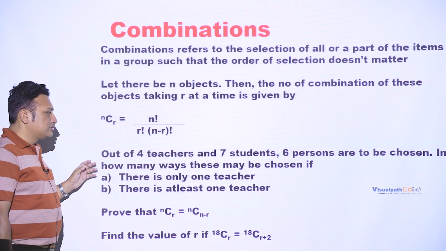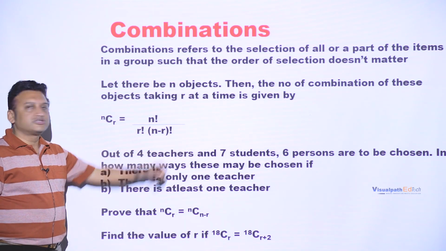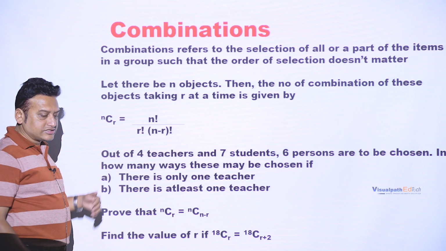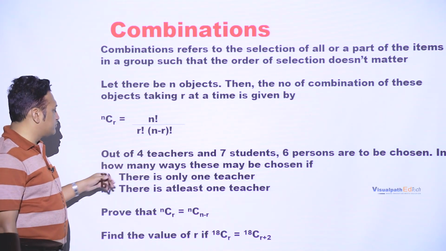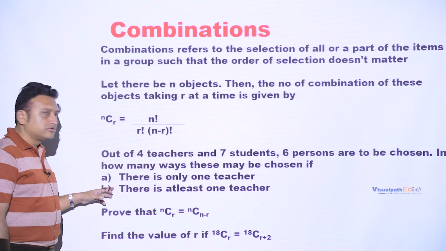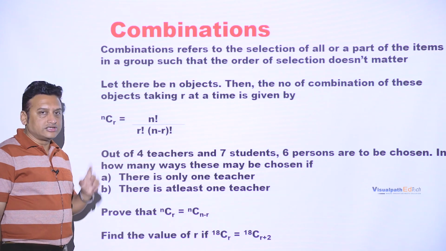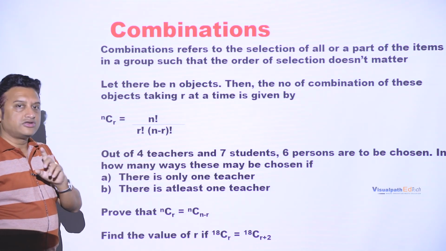I'll give you an example. There is a question which says, out of 4 teachers and 7 students, 6 persons are to be chosen. As I said, there are a lot of people and you have to make a team. So, 6 persons are to be chosen, but there are conditions. The first condition, there is only one teacher. So, making sure that in your 6 persons there is only one teacher.